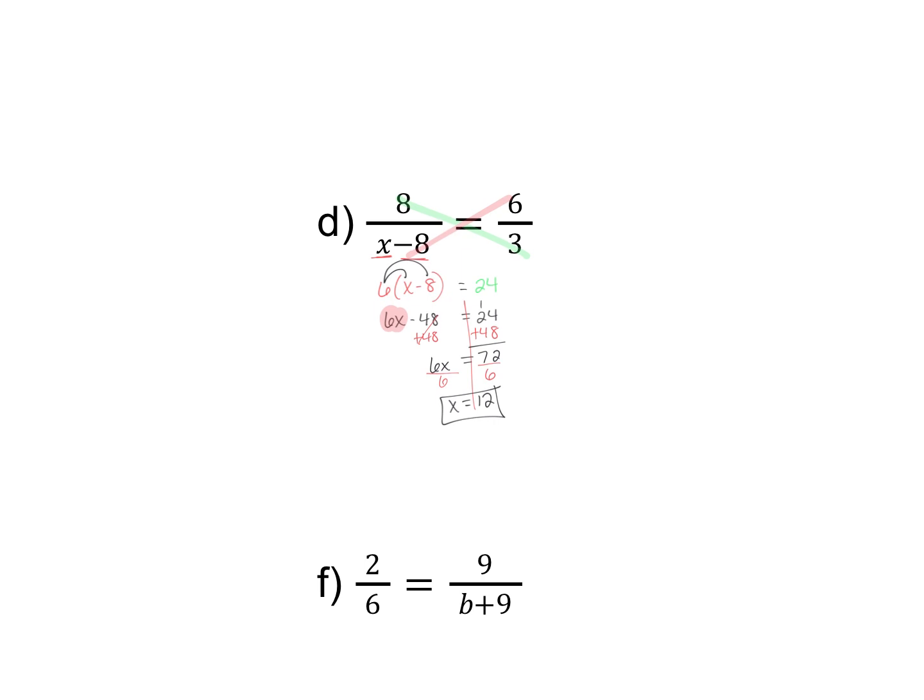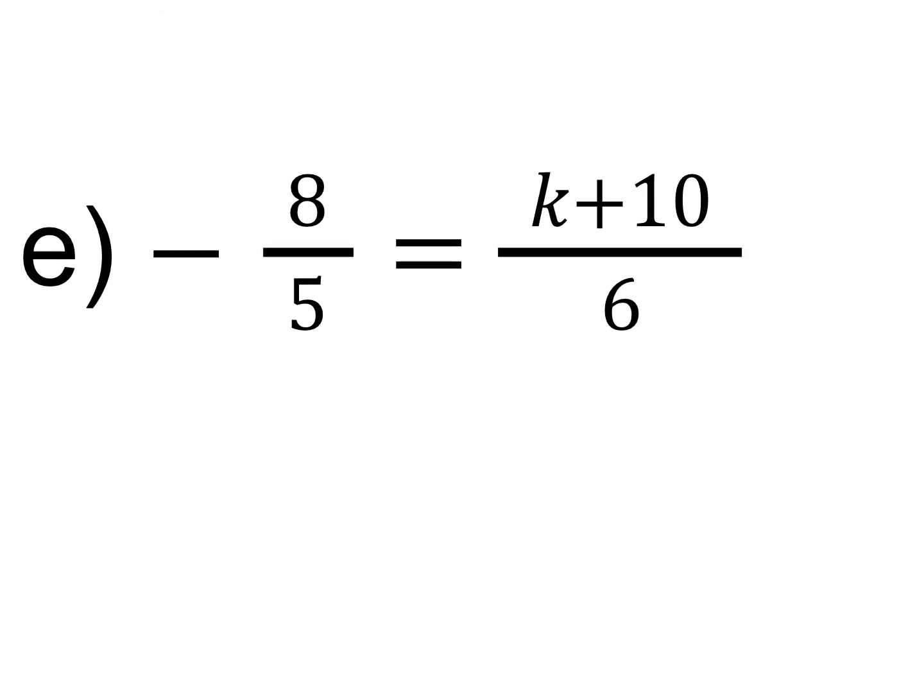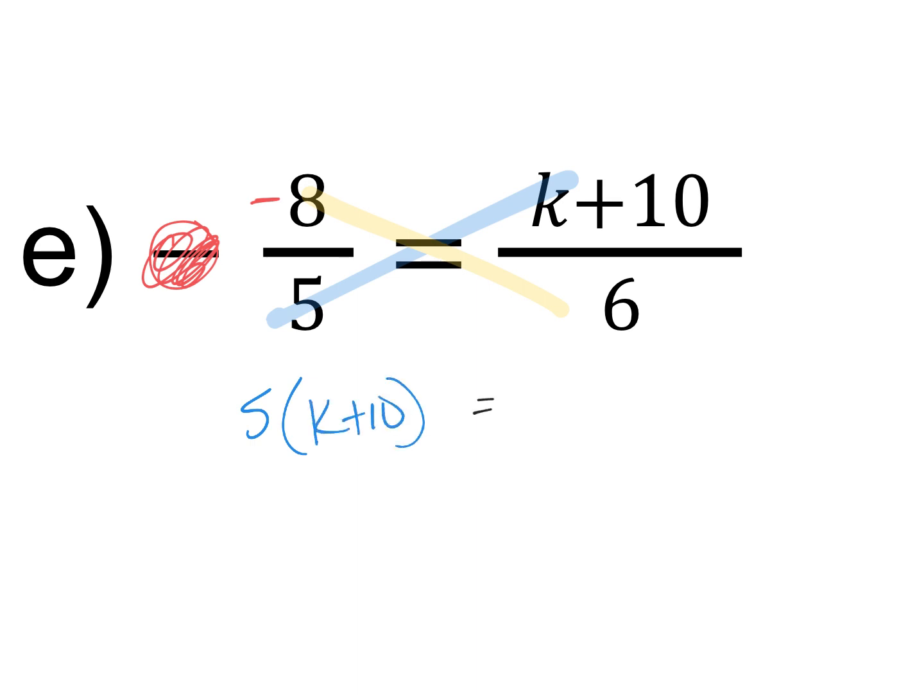Okay, let's do another one of those. So I gave you another negative on this. I'm just going to move it up to the top. So that is now negative 8. You also could put it on the 5. It doesn't matter. All right, so now let's multiply. So we're going to have 5 parentheses k plus 10 is equal to negative 8 times 6 would be negative 48.